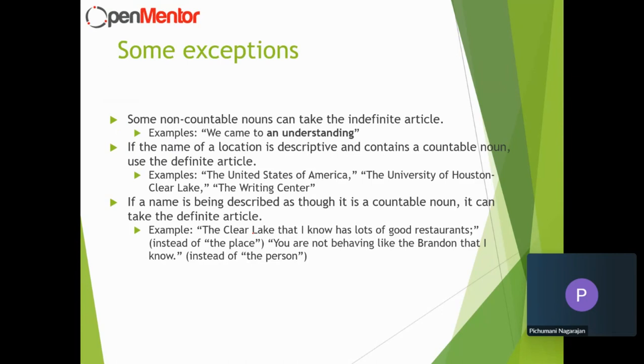However, like we discussed yesterday, there are a lot of exceptions in articles. For example, understanding. You always say "we came to an understanding". And if the name or the noun refers to a location, then we can use "the United States of America", "the University of Houston", "the writing center".